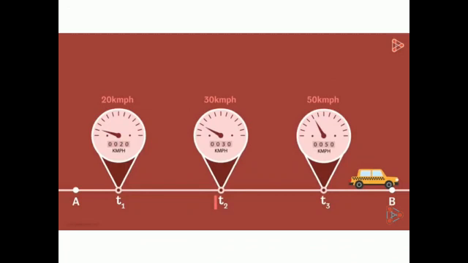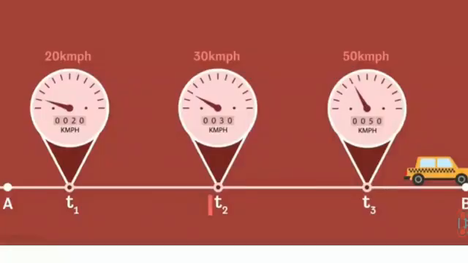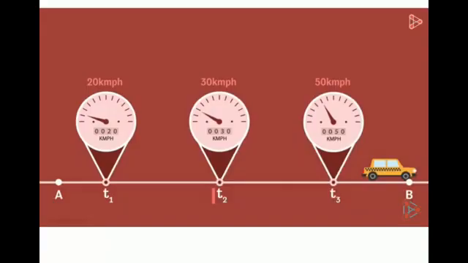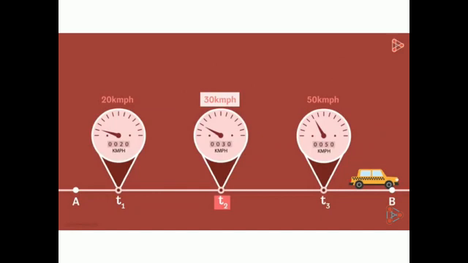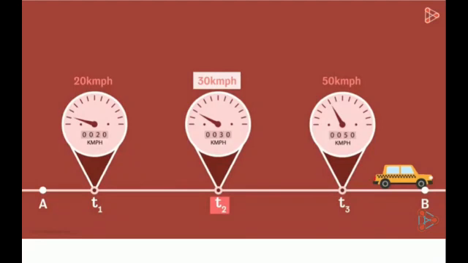Similarly, in the second case we have a yellow car which is moving from point A to B. We have fixed three different positions. One is known as T1, the other is known as T2, and the third one is known as T3. At these three different points we are about to check the speedometer of that car. At T1 speed will be 20 km per hour, at T2 speed is 30 km per hour, similarly at T3 speed is 50 km per hour. Now we are observing the speed at this particular point, which is T2, and the speed is 30 km per hour as per the reading of the car's speedometer.